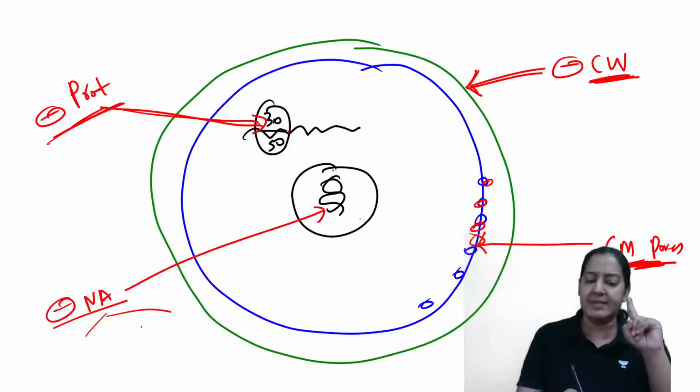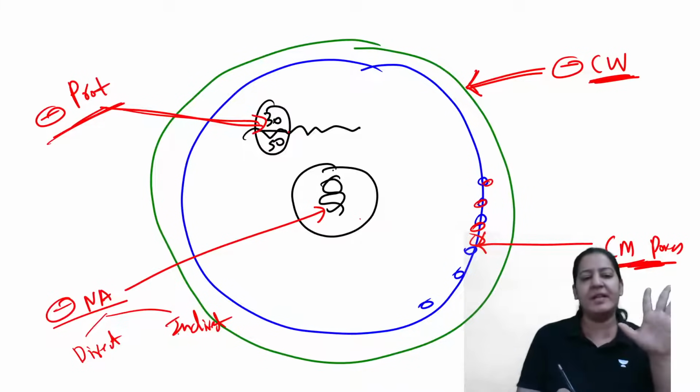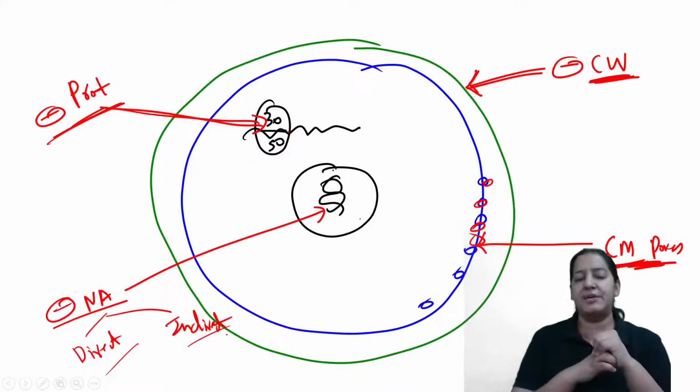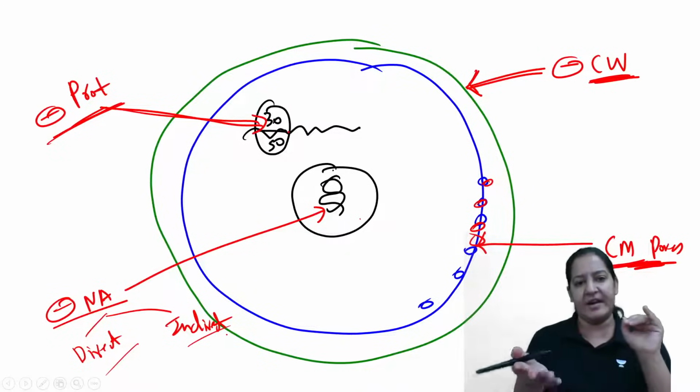The ones which inhibit nucleic acid synthesis are of two types. Some of them are direct inhibitors, some of them are indirect inhibitors. By direct, I mean they are directly inhibiting DNA and RNA synthesis. By indirect, I mean they inhibit folic acid synthesis, and folic acid is required for DNA and RNA.